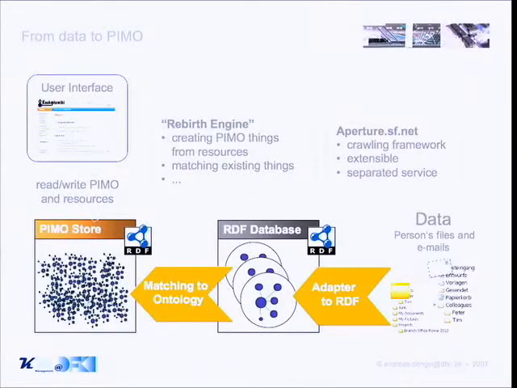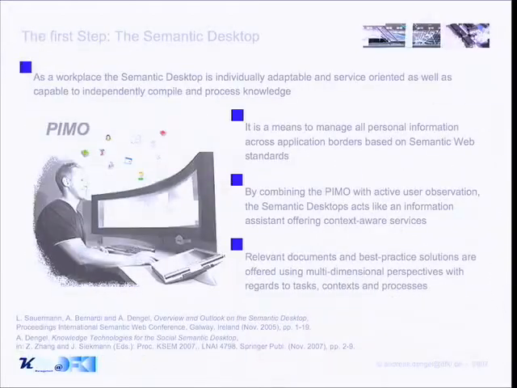So we take the data here from native resources of various applications. We have Aperture SF.NET to provide an adapter to RDF. And we have a kind of rebirth engine which then matches this to the existing ontologies, where we do the update of the PIMO model and have a certain user interface. I will talk about the user interface a bit later. So this is the current way how to do it.